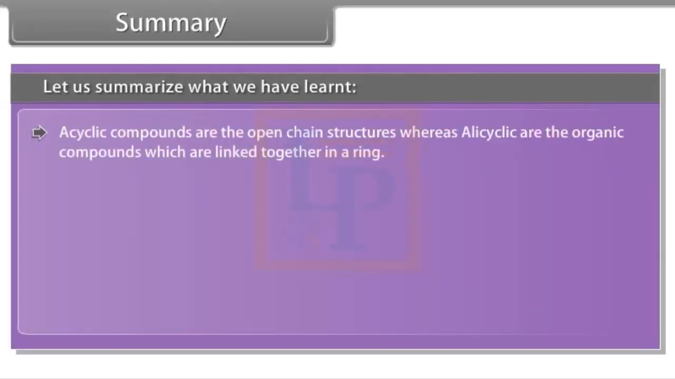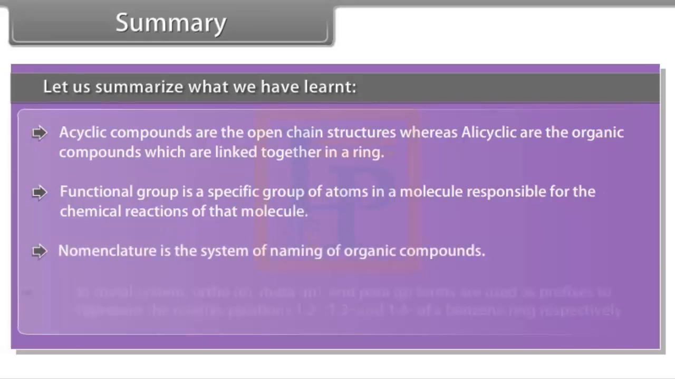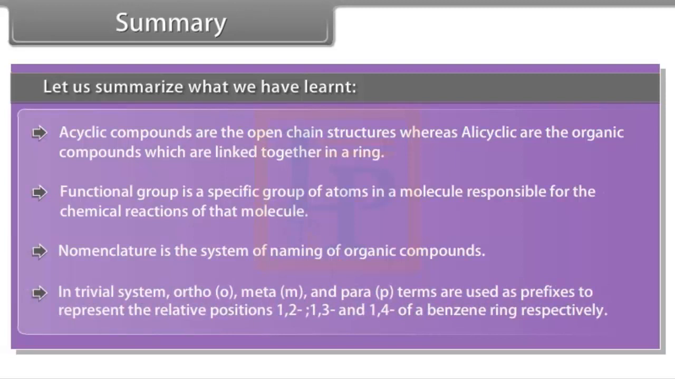Acyclic compounds are the open chain structures, whereas alicyclic compounds are organic compounds which are linked together in a ring. A functional group is a specific group of atoms in a molecule responsible for the chemical reactions of that molecule. Nomenclature is a system of naming organic compounds. In the trivial system, ortho, meta and para terms are used as prefixes to represent the relative positions 1,2, 1,3 and 1,4 of a benzene ring respectively.